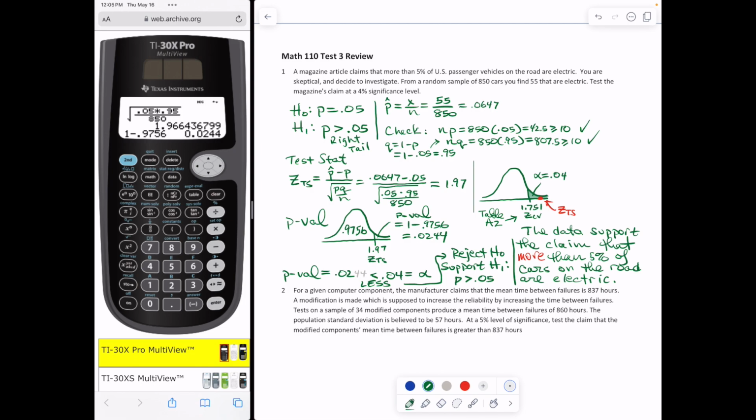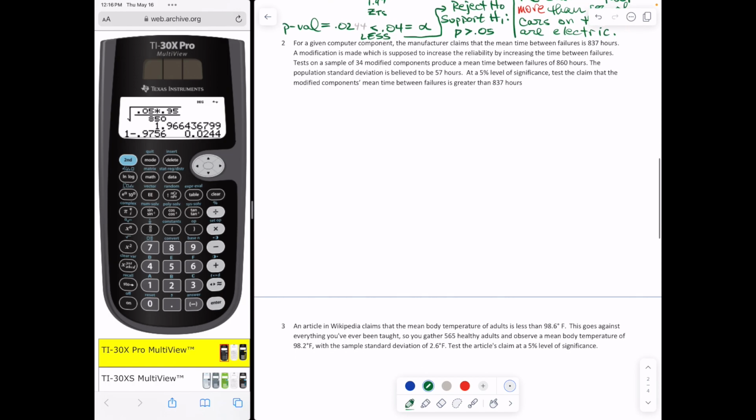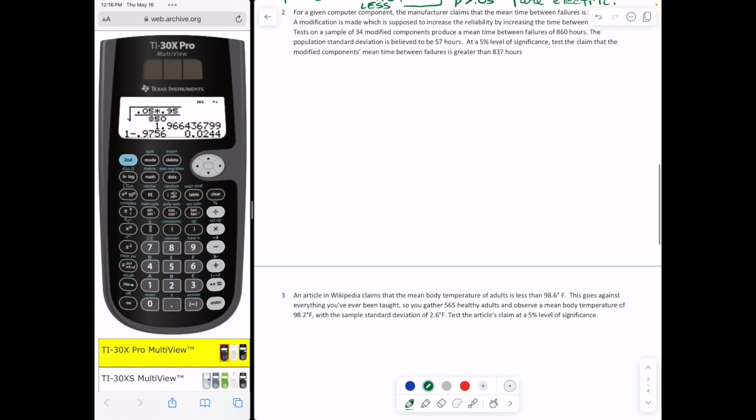Like that. Okay, hey everybody. So now we're going to jump into question 2. Let's go ahead and read it, and then we'll try and figure out what kind of problem it is. So for a given computer component, the manufacturer claims that the mean time, there's the word mean, so we're going to do something on means on this one.